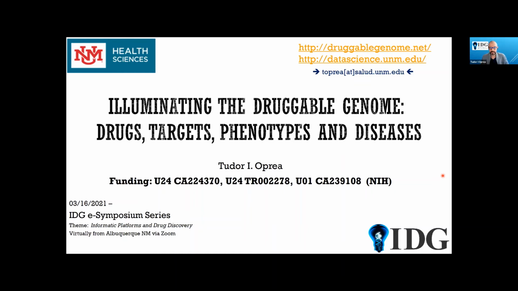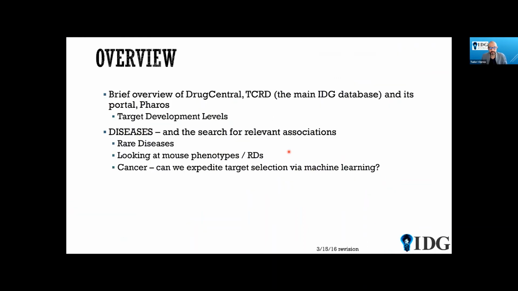So with that in mind, I am trying to give you a quick tour of what we're doing with two of the databases, Drug Central and TCRD, and also introduce to you the knowledge-based classification of proteins, which is what we call the target development levels, and then with some emphasis on diseases, rare diseases and cancers, try to illustrate how you can use the Pharos platform.